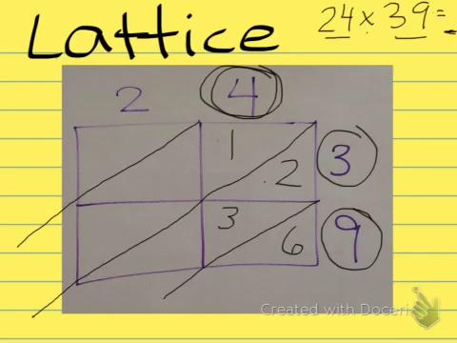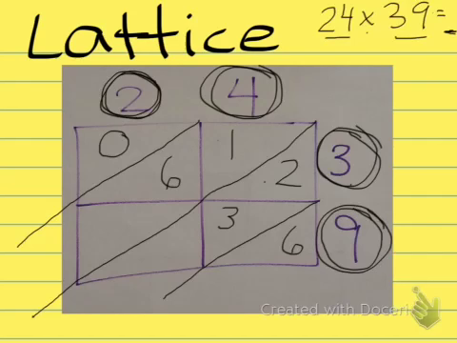Now that I've filled these two boxes, I'm going to move over and use the 2. 2 is now going to multiply with 3. 2 times 3 is 6. Since 6 is a 1-digit number, I have no 10s and 6 1s. Last but not least, the 2 will now multiply with the 9. 2 times 9 is 18.